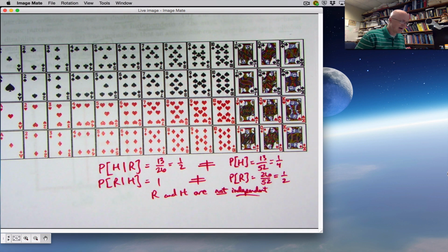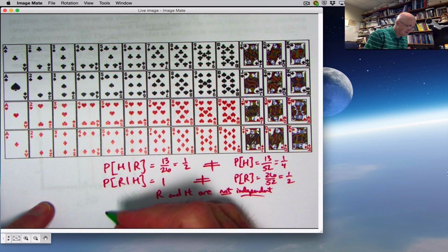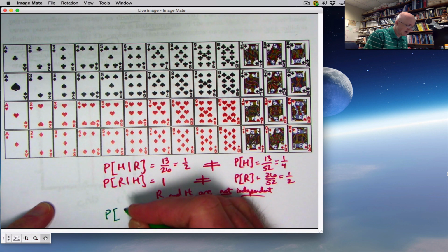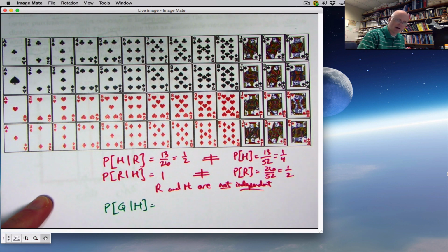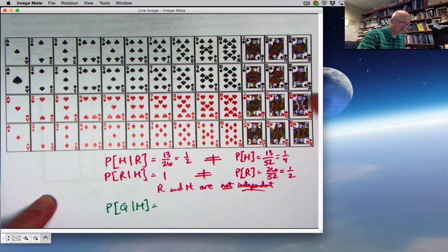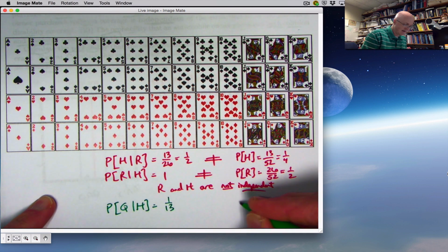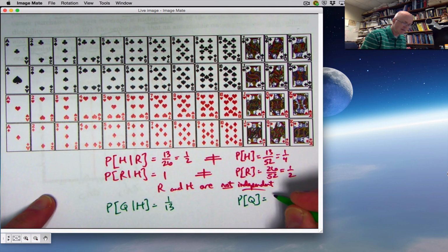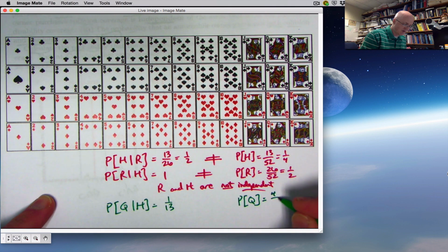Are there events that are independent? Yeah. How about being a heart and being a queen? The conditional probability of being a queen when you know it's a heart is what? Out of these 13 hearts, only one of them is a queen right there. This is 1/13. On the other hand, the ordinary unconditional probability of being a queen, out of the whole deck, there are 4 queens. 1, 2, 3, 4 out of 52 cards total. This is 4 out of 52, which reduces to 1/13. These are equal.